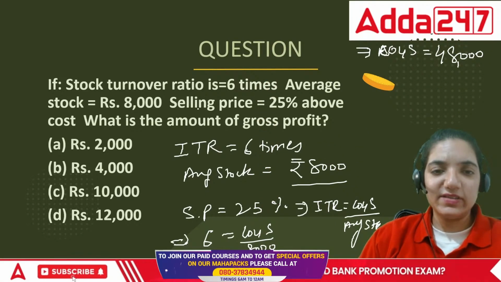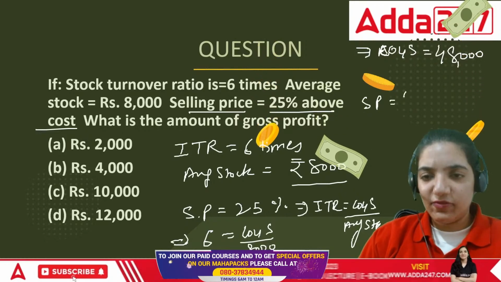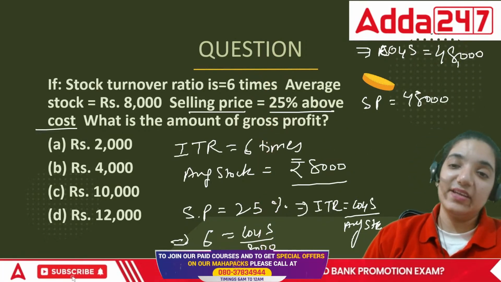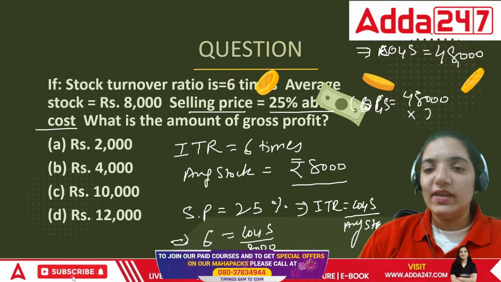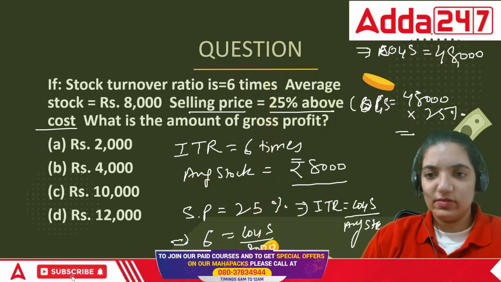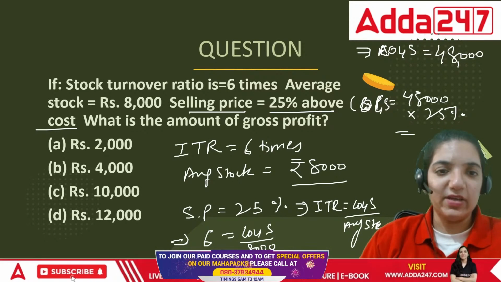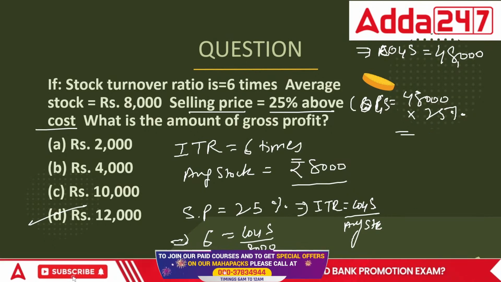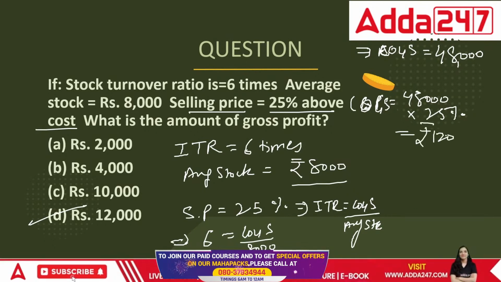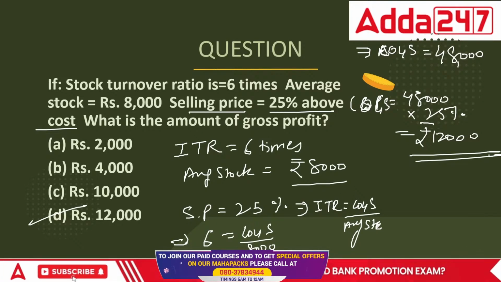Then the next point is selling price is 25% above cost. What is our selling price? 48,000 is your COGS. Then 25% of it is your GP. 48,000 into 25% is your GP. It turns out to be 12,000. The answer is 12,000 everyone. Have a look at it. This is rupees 12,000. Done everyone?